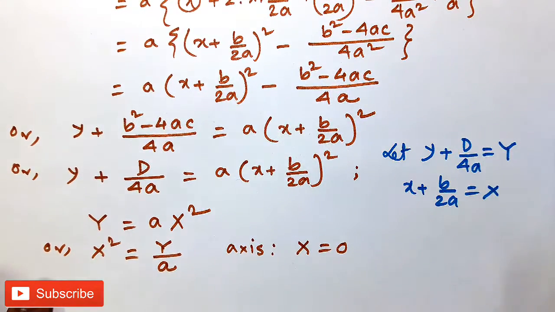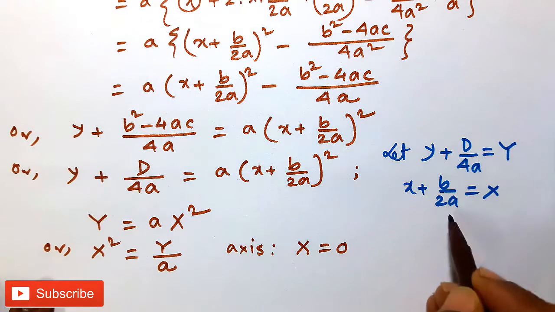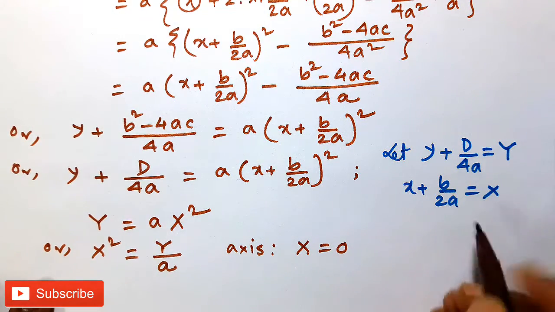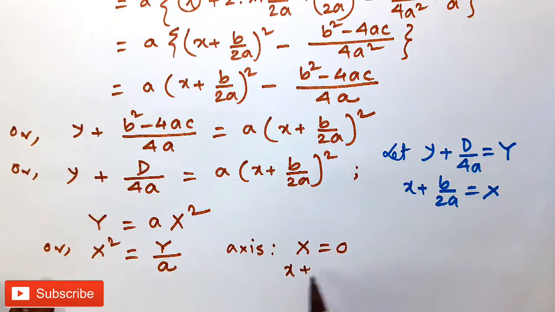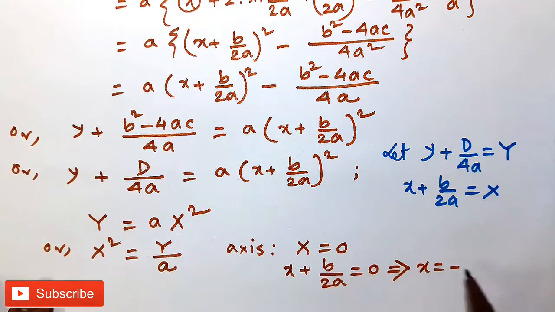Now what is capital X? X is equal to x plus b by 2a, small x plus b by 2a. So write it, x plus b by 2a is equal to 0. So we get small x is equal to minus b divided by twice a. So friends, we see that the axis of this parabola is parallel to the y-axis, because x is a constant, negative constant. The axis of this parabola is parallel to the y-axis.